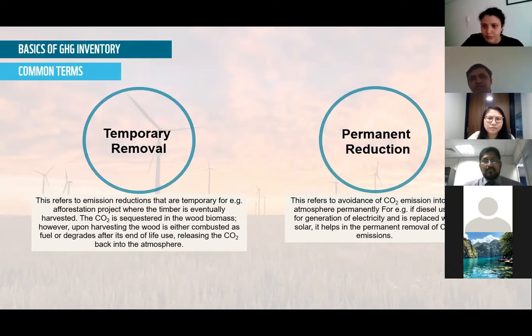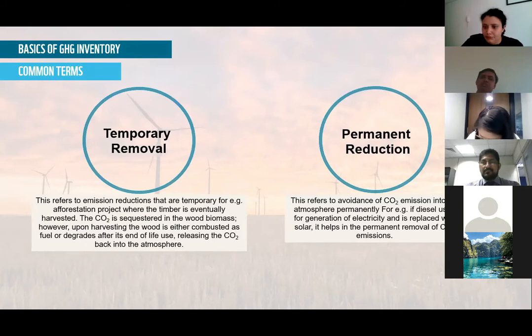Whereas in permanent reduction, the example could be of solar power generation. So for example, if in an industry there was a diesel-based thermal heater, they were using a heater which was running on diesel. Now they replaced that with a solar heater. So the amount of diesel that they were using earlier would get totally reduced, and that reduction would be permanent. So those kinds of reductions would be called permanent reduction.